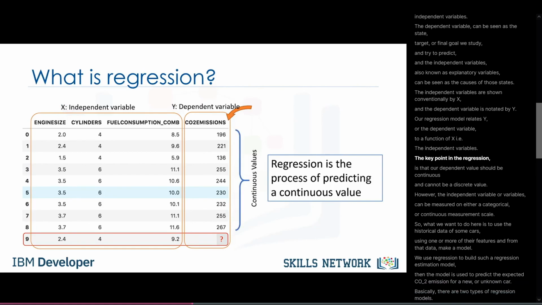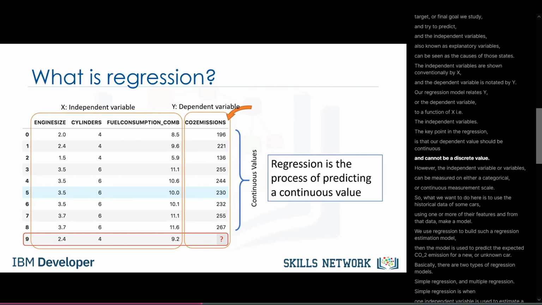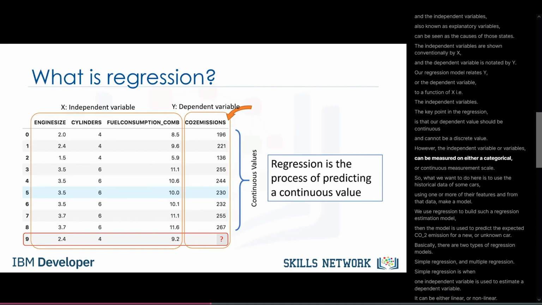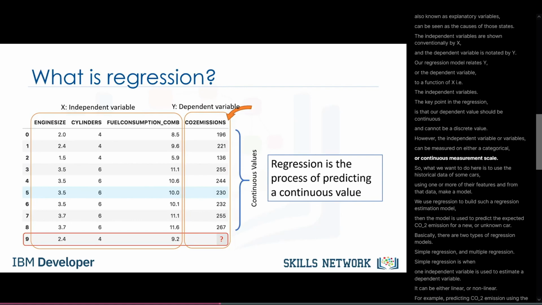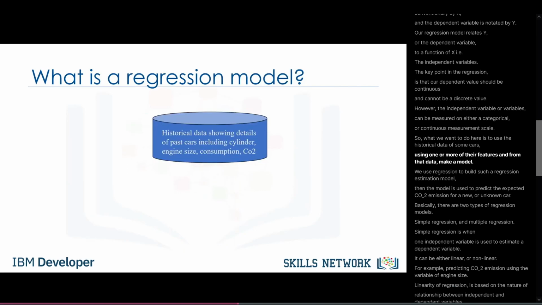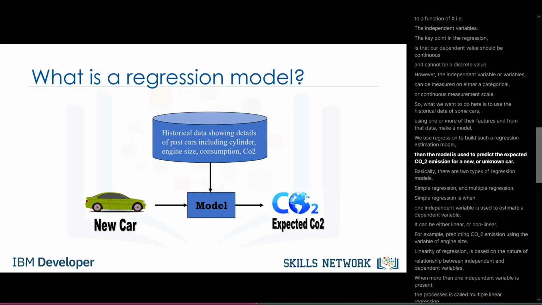The key point in the regression is that our dependent value should be continuous and cannot be a discrete value. However, the independent variable or variables can be measured on either a categorical or continuous measurement scale. So, what we want to do here is to use the historical data of some cars using one or more of their features and, from that data, make a model. We use regression to build such a regression estimation model. Then the model is used to predict the expected CO2 emission for a new or unknown car.